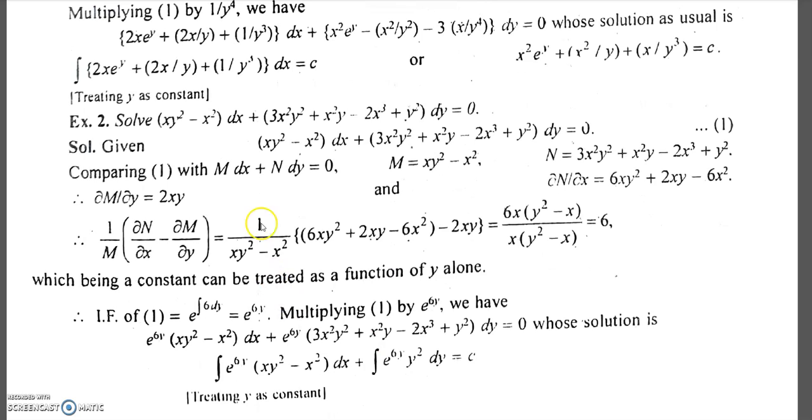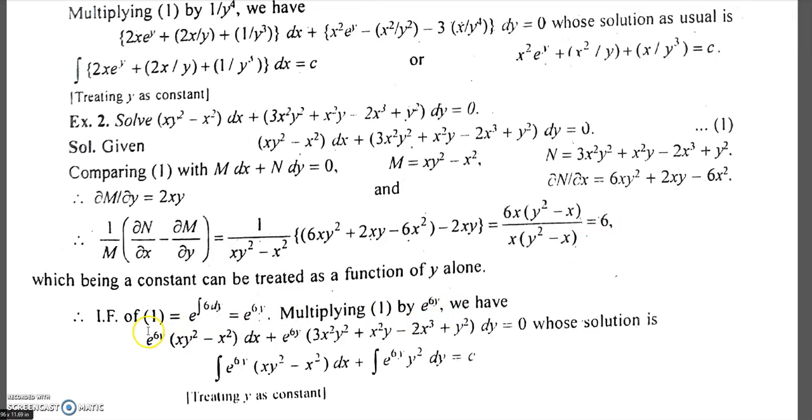Okay, so now we solve this example 2. M is this, n is this. You calculate first del m/del y, then del n/del x. Okay, now you calculate del n/del x minus del m/del y. Okay, divided by m, you get 6. So 6 is constant, so you can consider it as a function of y alone.